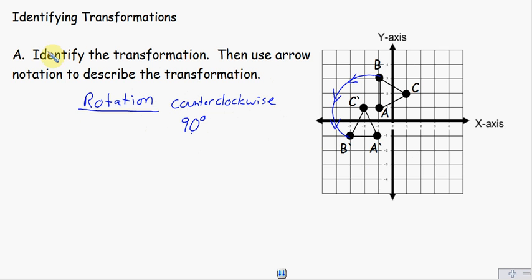So that's the transformation. And then now I want to use arrow notation to describe the transformation. This isn't too overly complicated. Triangle ABC transformed, that's what the arrow means, transformed into triangle A prime, B prime, C prime.